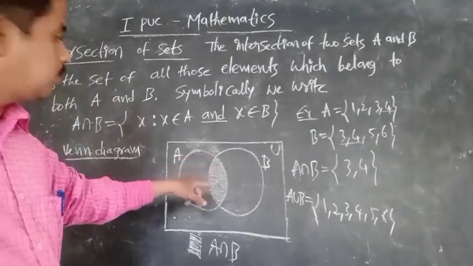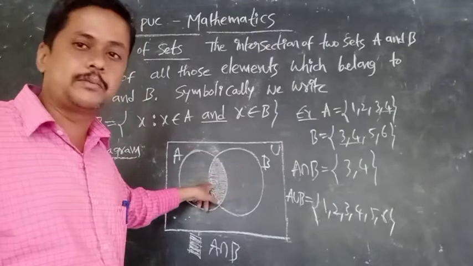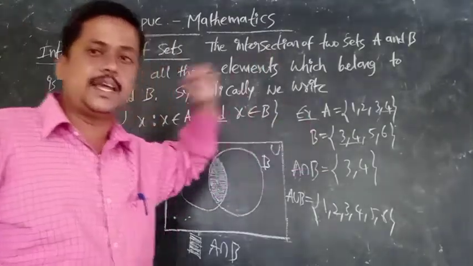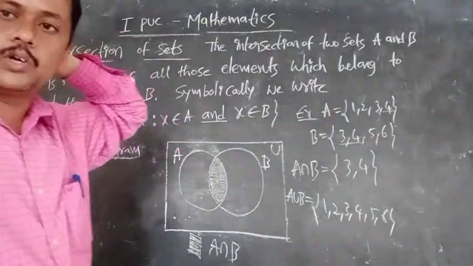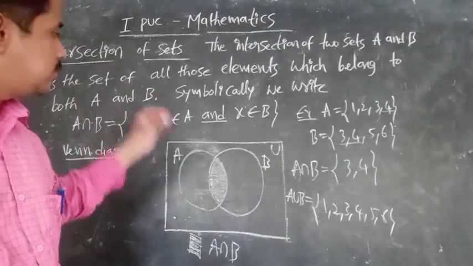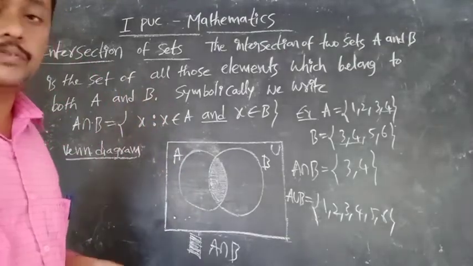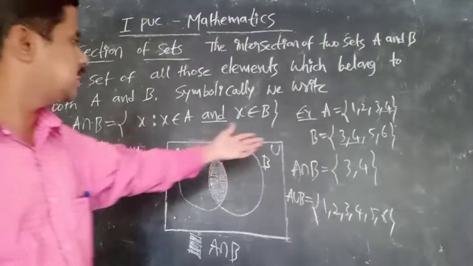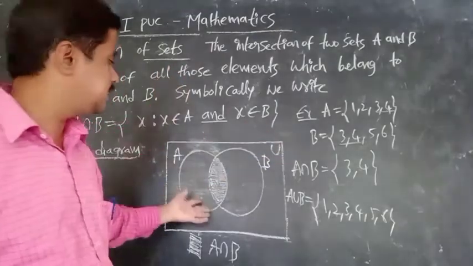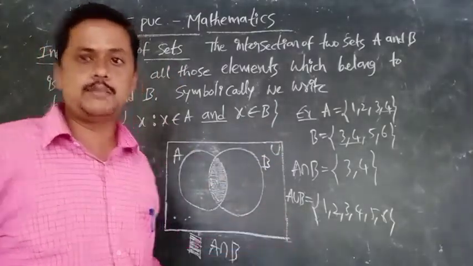Note the common part. So like that, my dear students, you have to observe the intersection of sets. This is the example, this is the definition, and this is the Venn diagram. Now we will discuss some properties.